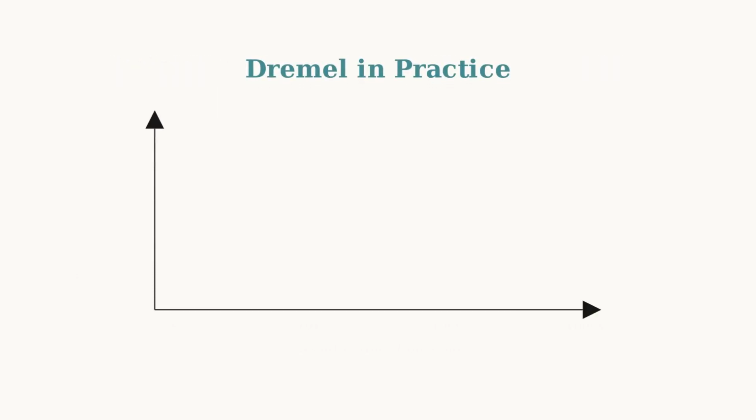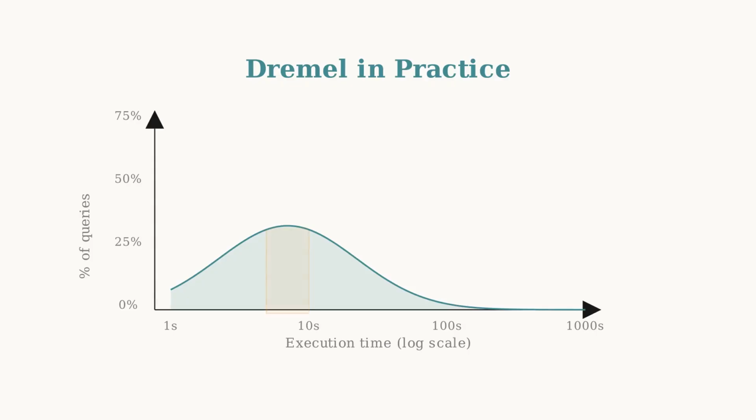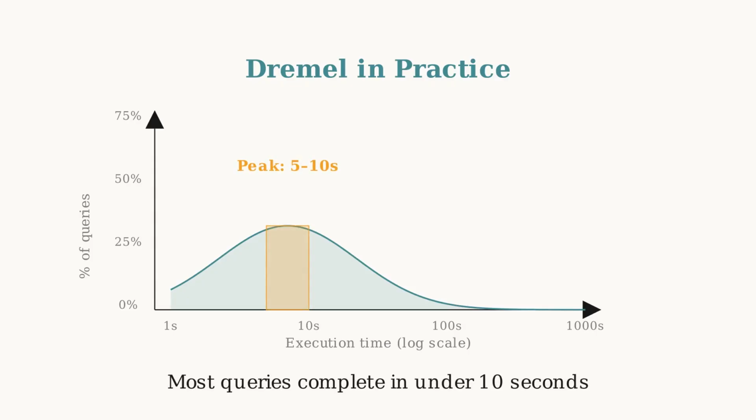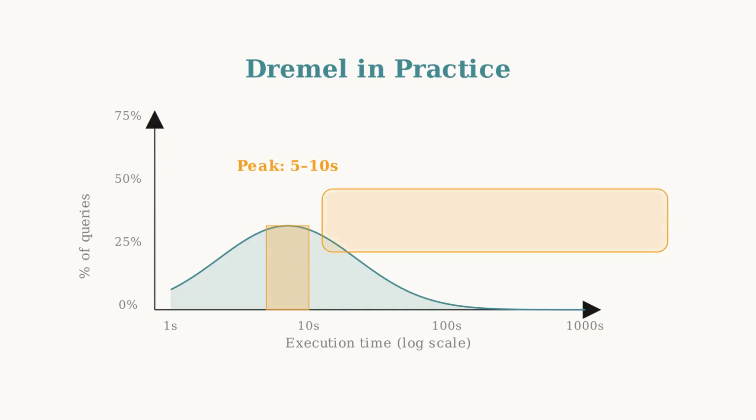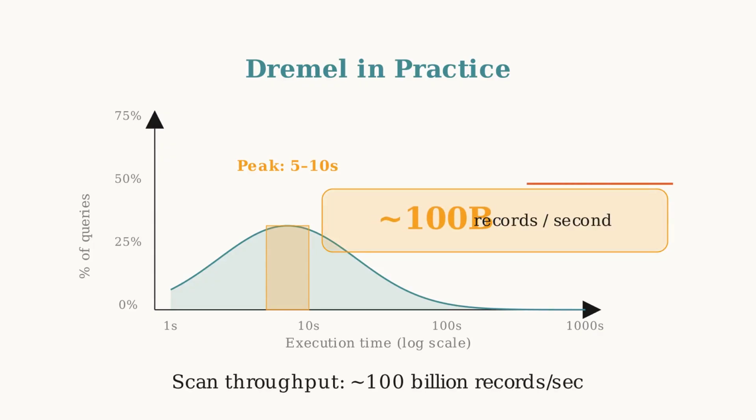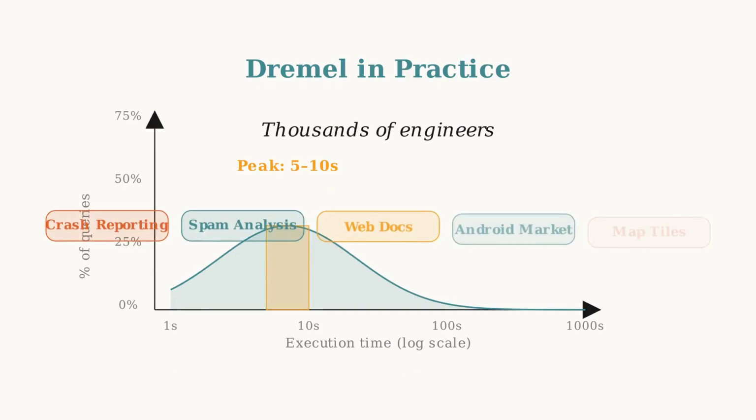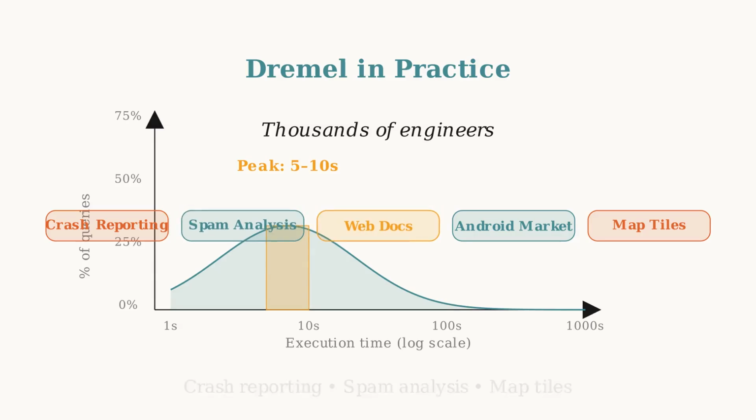In a typical monthly workload, most Dremel queries complete in under 10 seconds. Some achieve scan throughputs near 100 billion records per second. Thousands of engineers use it for everything from crash reporting to spam analysis to debugging map tiles. It's the foundation of what later became Google BigQuery.